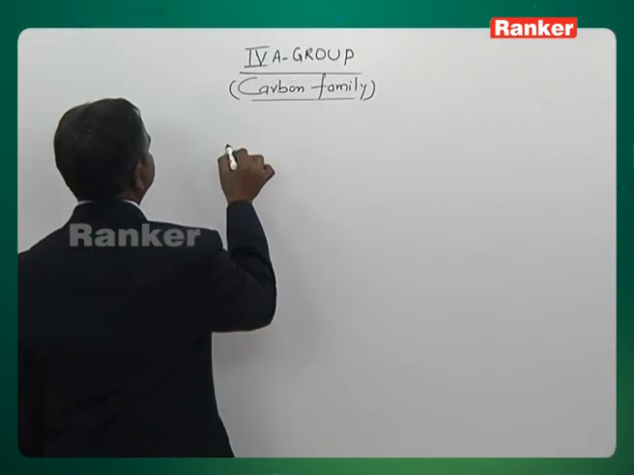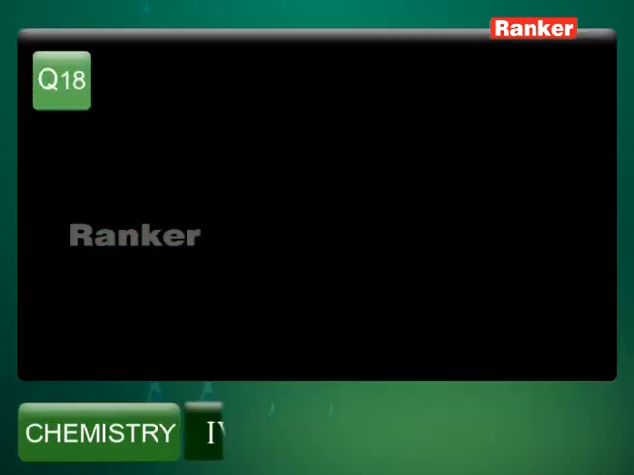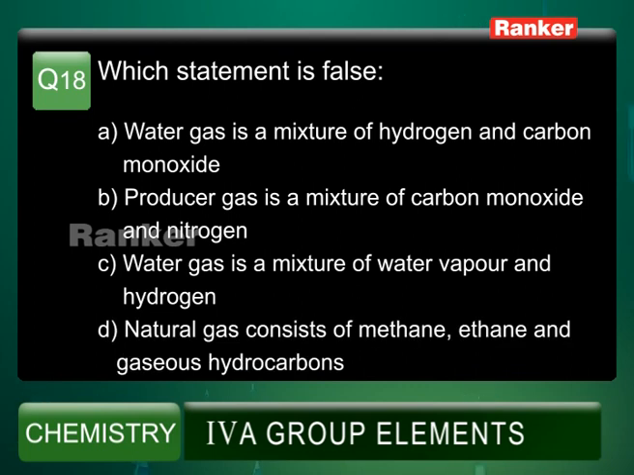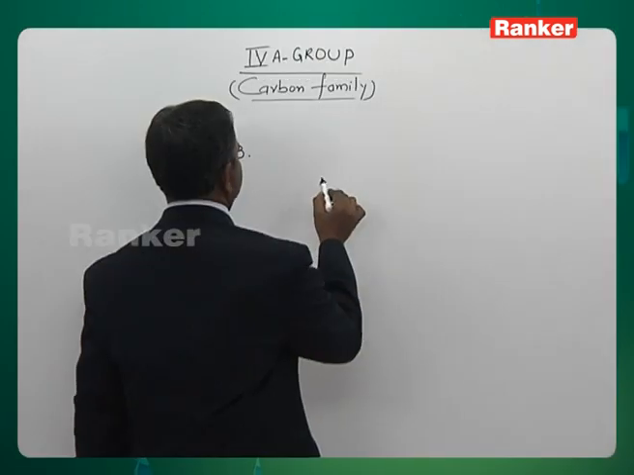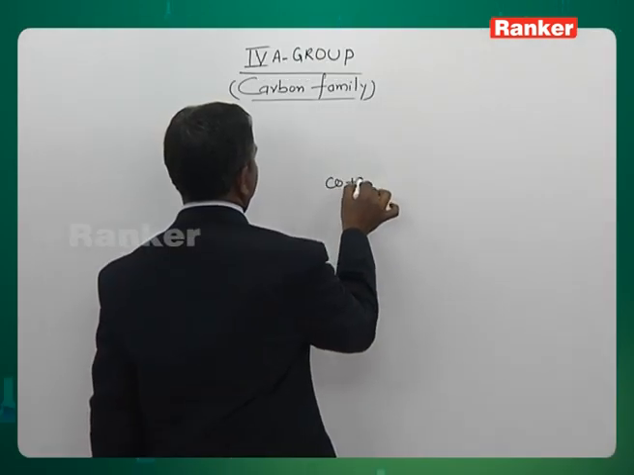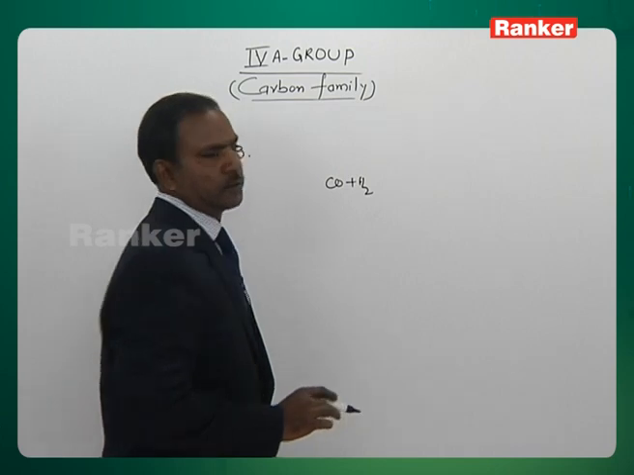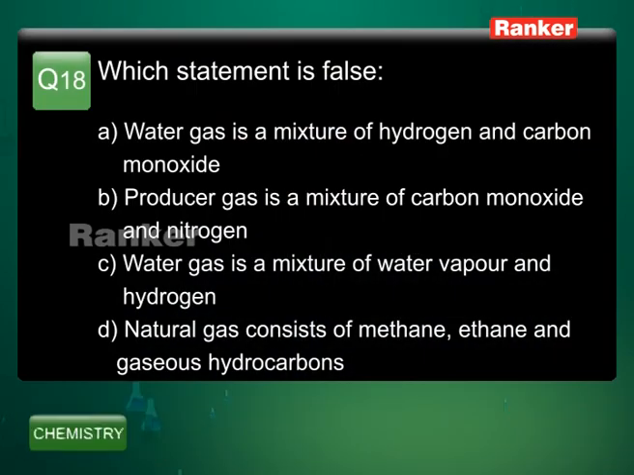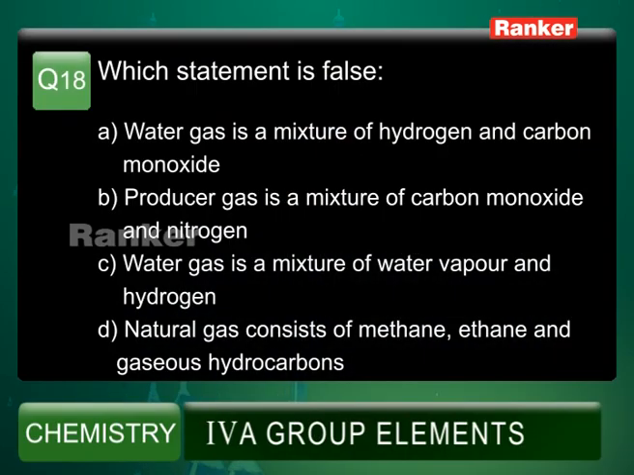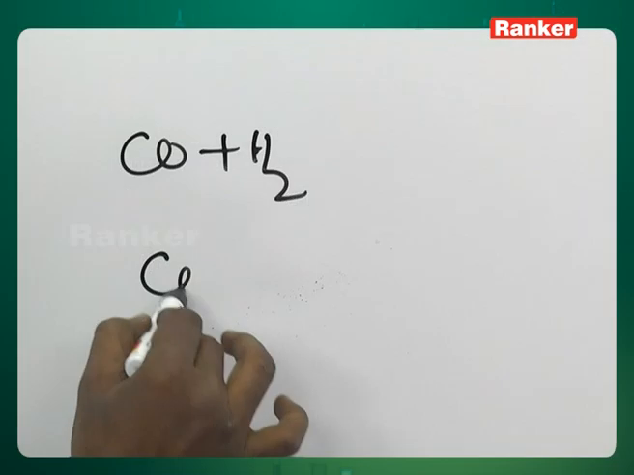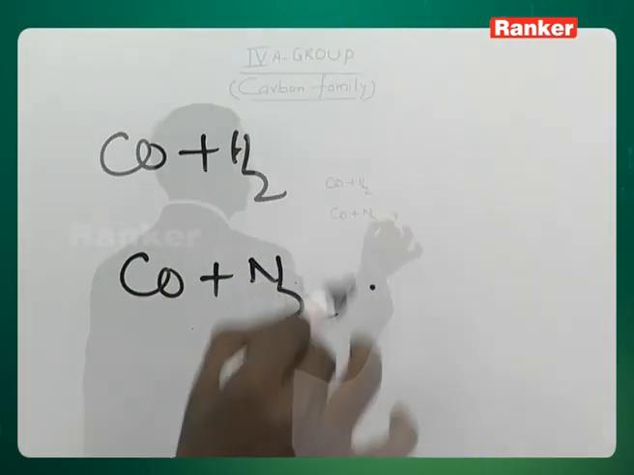Question number 18: which statement is false? Let us see which is actually a false statement. A, water gas is a mixture of hydrogen and carbon monoxide. We agree, water gas is CO plus H2. B, producer gas is a mixture of carbon monoxide and nitrogen. Yes, producer gas is a mixture of CO plus N2. It's also correct.